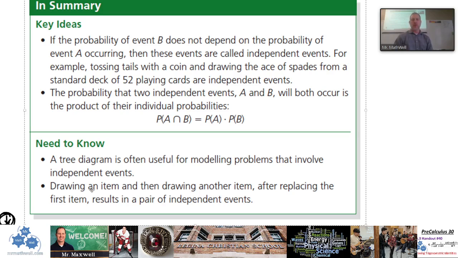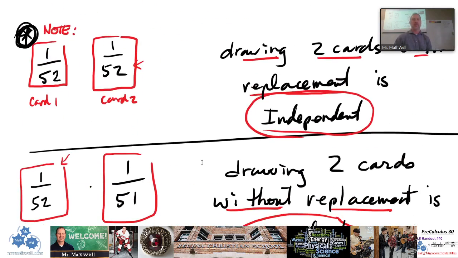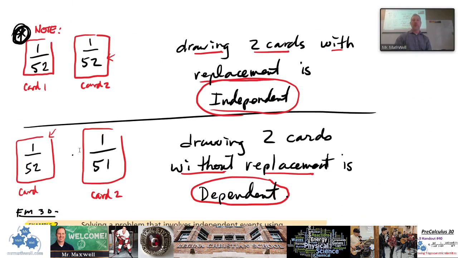Drawing an item and then drawing another item after replacing results in a pair of independent events. We talked about that earlier in the lesson, I believe, just before the end of last day. So with replacement is independent. Without replacement would be dependent, which is going to be the focus of our next lesson, dependent events. Okay, all right.